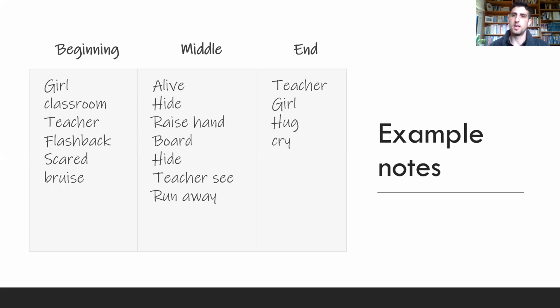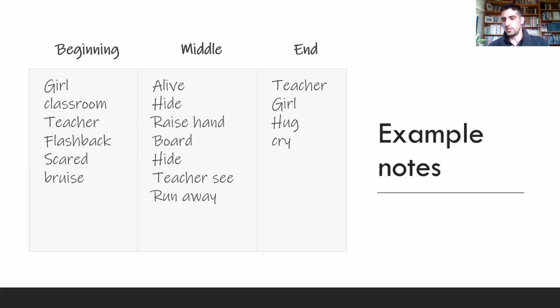And the teacher goes away and the girl notices a bruise on her hand and she tries to hide it. And the bruise comes alive and it starts going around her body and she tries to hide it. And she accidentally raises her hand. And the teacher sees that she raised her hand, and she is called to the board to answer an exercise on the board.